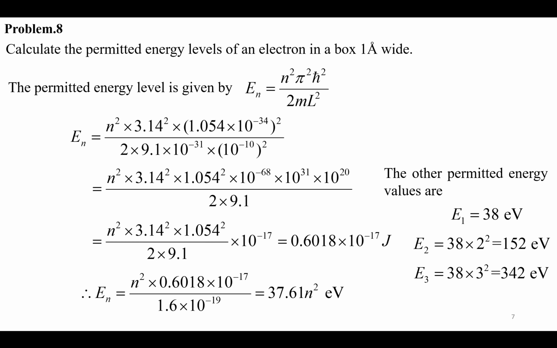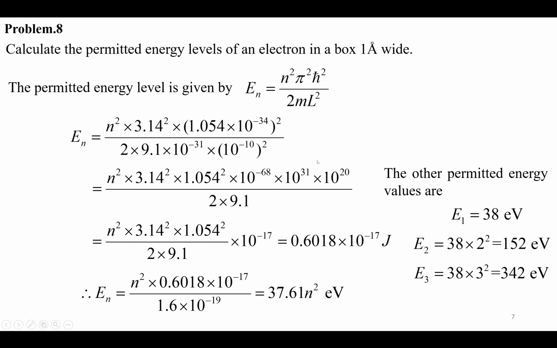We have already studied in quantum problems that the expression for energy levels is given by En equals n squared pi squared h bar squared divided by 2mL squared. So substitute for pi squared, which is 3.14 squared, multiplied by h bar squared, the reduced Planck constant, whose value is 1.054 times 10 power minus 34, divided by 2m. m is the mass of the electron, 9.1 times 10 power minus 31 kg, multiplied by L, the width, which is 1 angstrom, so 10 power minus 10 whole squared.